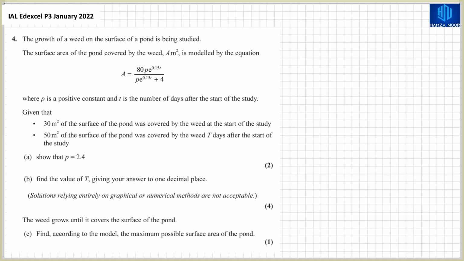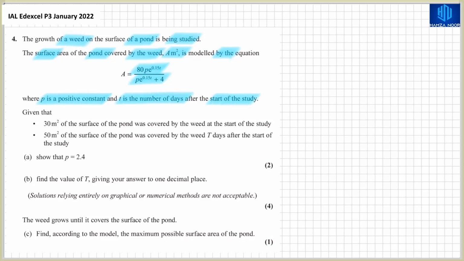This is Hamza Noor, and in this video I'm going to solve question number 4 of the International A-Level Edexcel P3 January 2022 paper. It says that the growth of a weed on the surface of a pond is being studied. The surface area of the pond covered by the weed, A meter square, is modeled by the equation A = 80p e^(0.15t) / (p e^(0.15t) + 4), where p is a positive constant and t is the number of days after the start of the study.